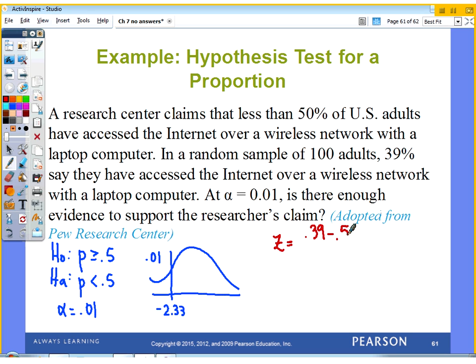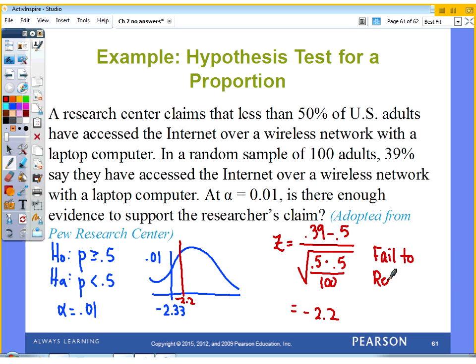Now your test statistic. You take your p hat minus your p-value divided by the square root of your p-value times the q-value over your sample size. Putting that in your calculator, you should get a negative 2.2. Putting that negative 2.2 on your graph, it's close, but it's still to the right of your critical value, so we're going to fail to reject that null hypothesis.